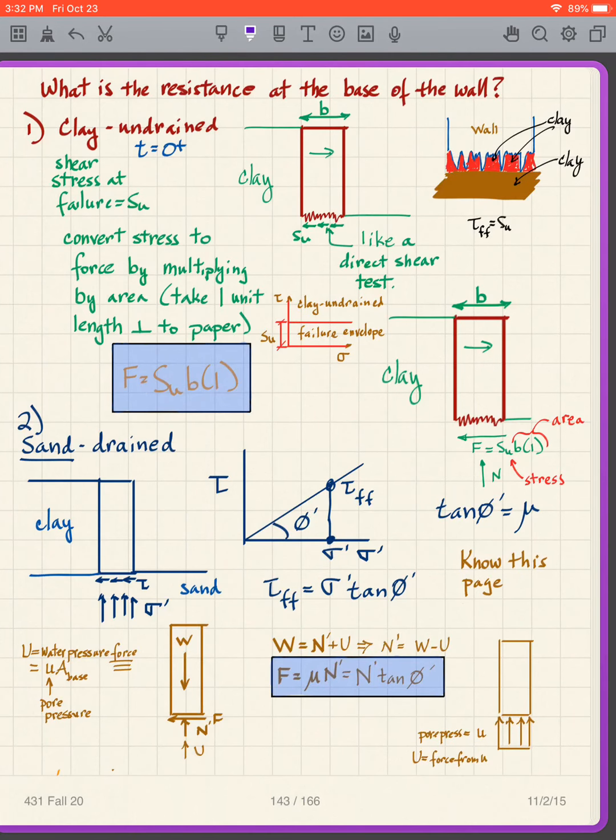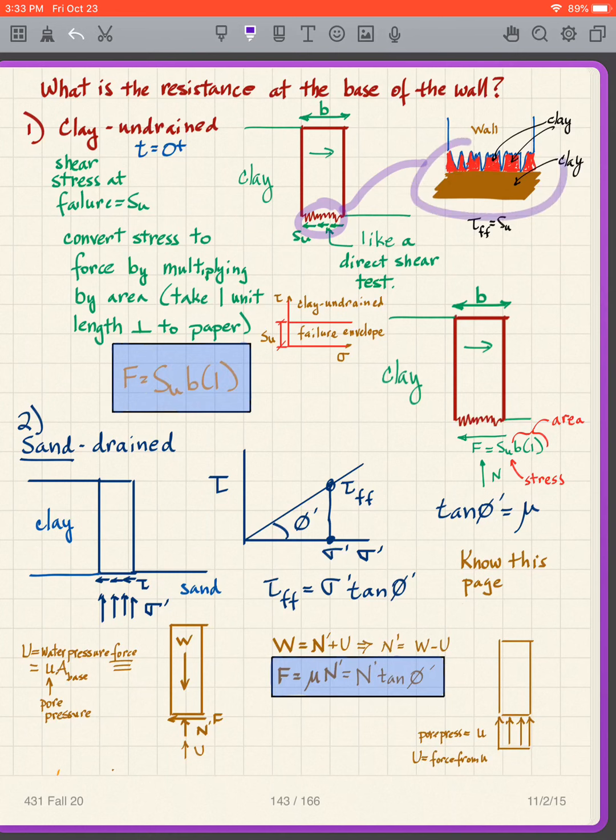Okay. All right, so one thing that we haven't gone into detail is for sliding, what is the resistance at the base of the wall? So let's talk about that in a little bit more detail especially for the clay undrained situation. What we're going to do for the time being is I'm going to illustrate what's at the bottom of this wall. We're going to assume a very rough wall at the bottom.